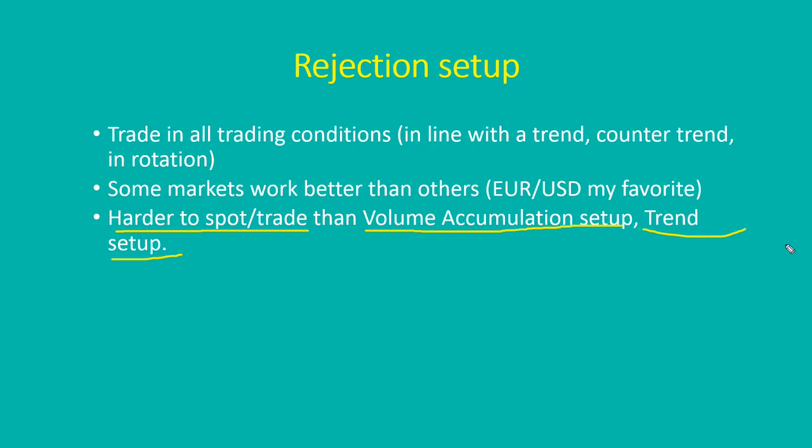My suggestion is you first master the volume accumulation setup and the trend setup, and only after that you go to the rejection setup, alright? Because it's the hardest of those three. So that's it for the theory for the rejection setup, and in the next video we'll go into real charts and I'll show you how the rejection setup works and how it looks like.